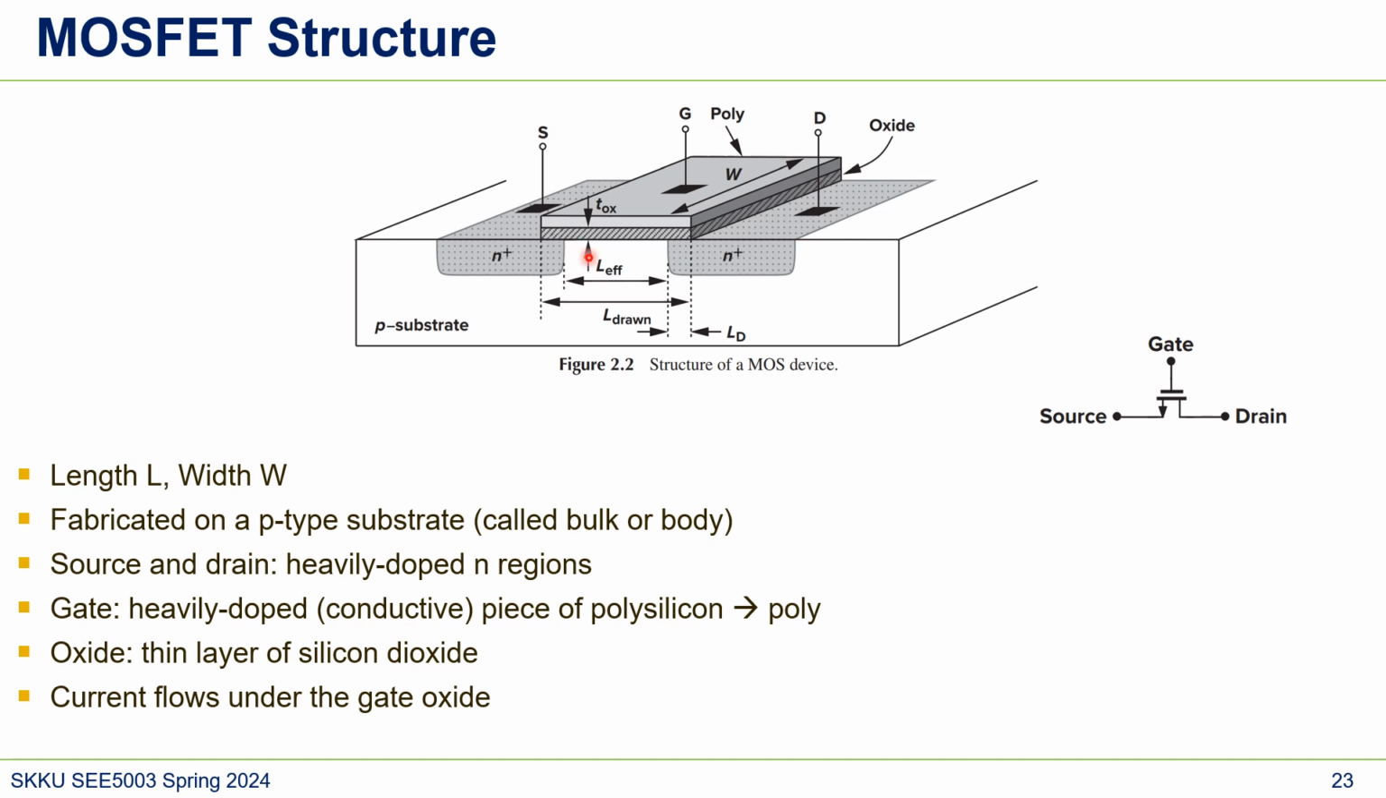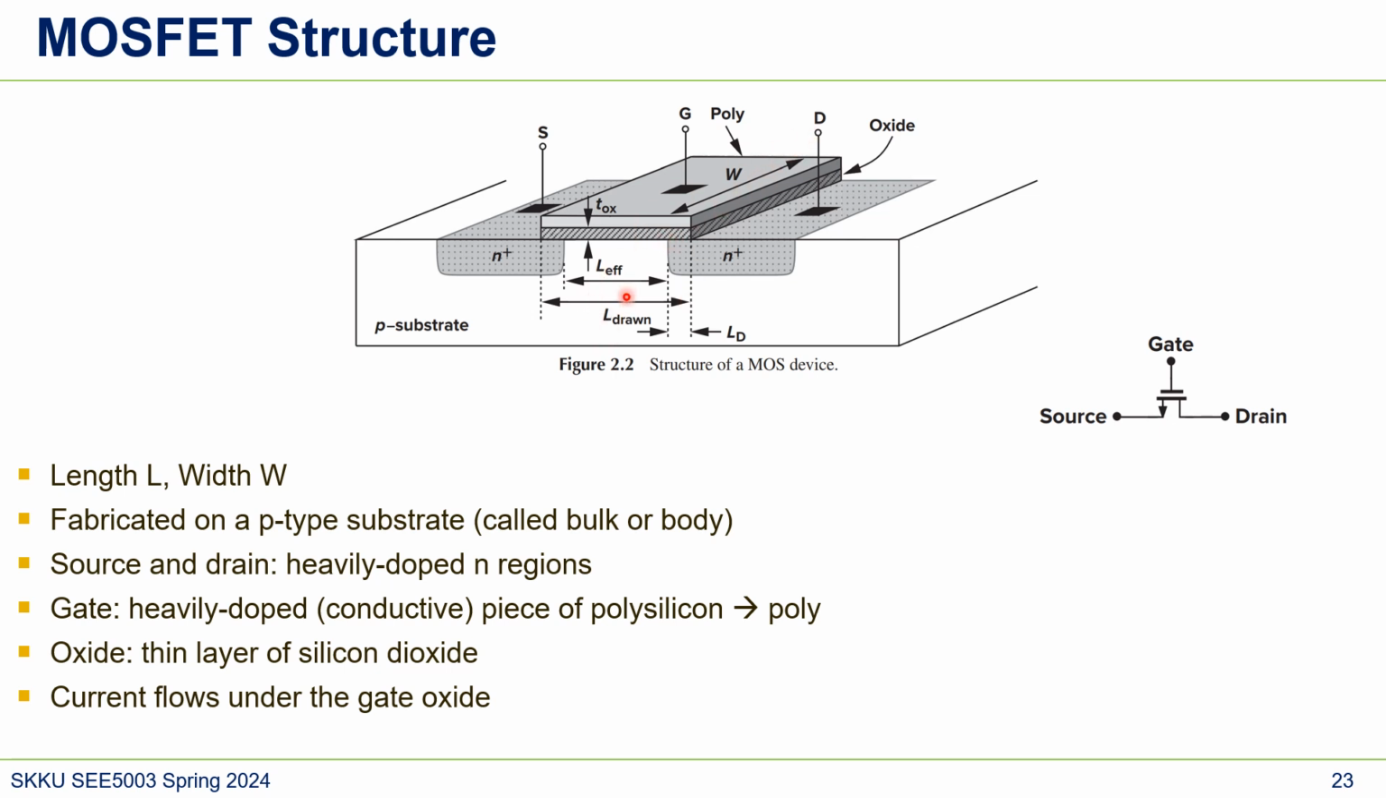The other thing is the current actually flows from here to here, horizontally. So this is where the interesting things are happening, right? And then here's the length and width. Length and width are the main parameters for MOSFET design. These are dimensions: L is from here to here, and the width is from here to here.